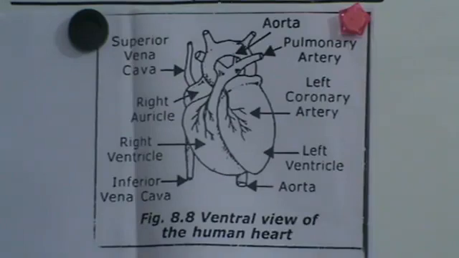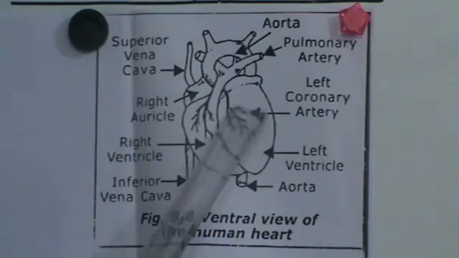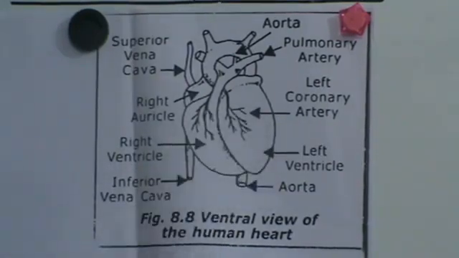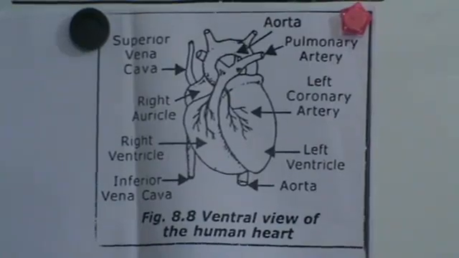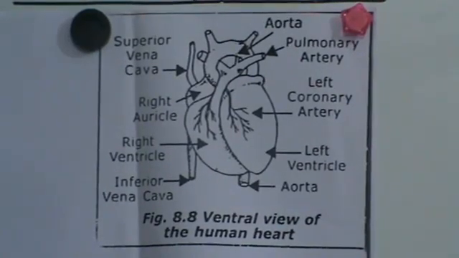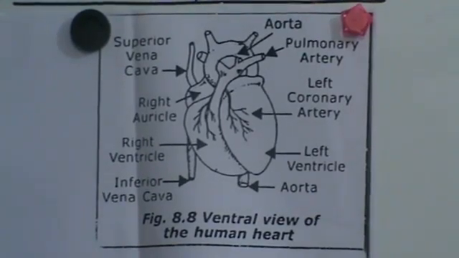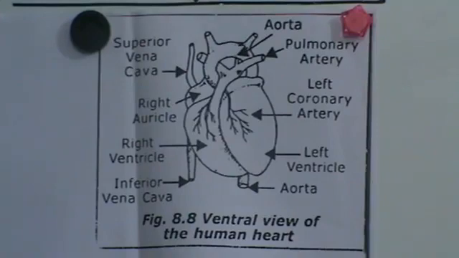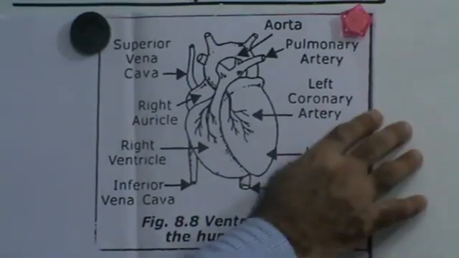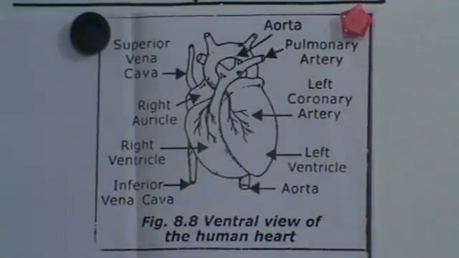From the base of the aorta, here is your base of aorta. Right? From the base of aorta arise the coronary arteries. These are your coronary arteries, which supply blood to the heart tissue. The coronary arteries form a network of capillaries over the heart muscles. Fine, do we get this here? So do we understand the ventral view of the human heart? Right, let's just write this down, people.